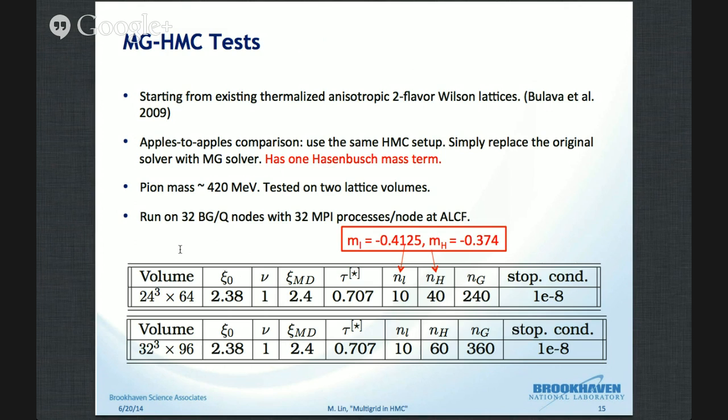So as you can see, with the Hasenbusch trick, the light quark solve is no longer the most expensive part. It's still expensive, but it's equally expensive as the heavy quark and the gauge force calculation. And the stopping condition is 10 to the minus 8.